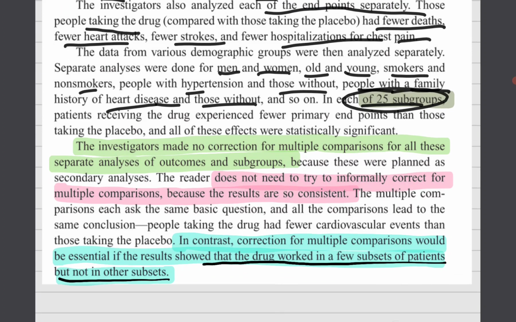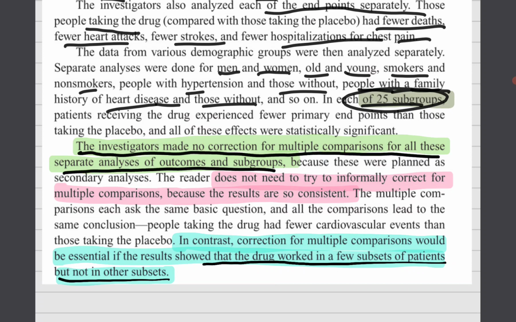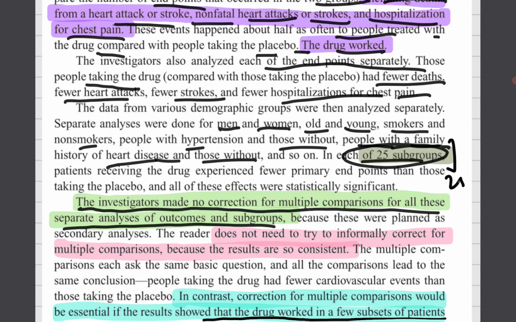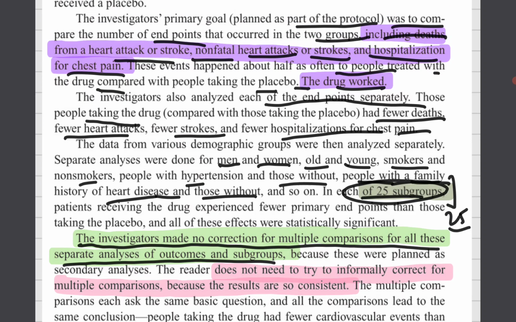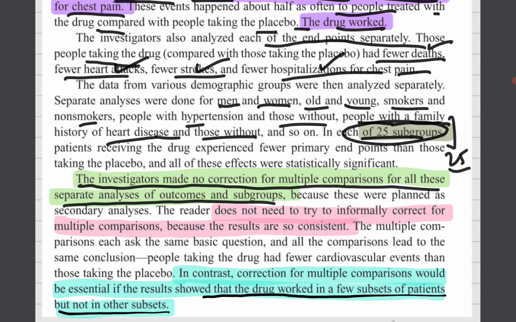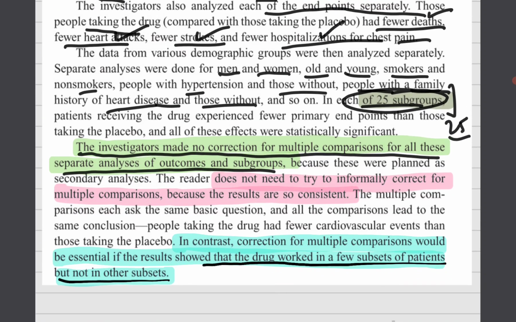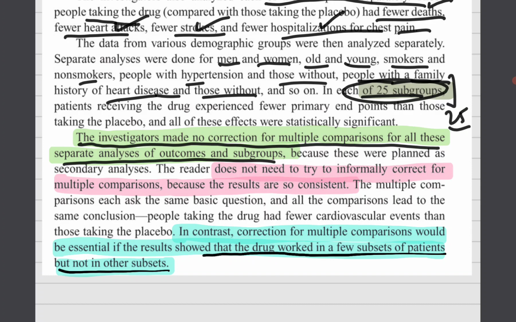But the key point here is that the investigators made no correction for these multiple comparisons. They have done subgroup analysis also. They have done at least 25 subgroup analyses, and the number of endpoints they took were also quite many, like deaths, heart attack, stroke, hospitalization, right? So this is a classic example of multiple comparison. But despite that, the investigators have not corrected for these multiple comparisons.